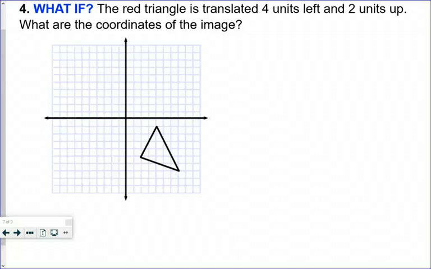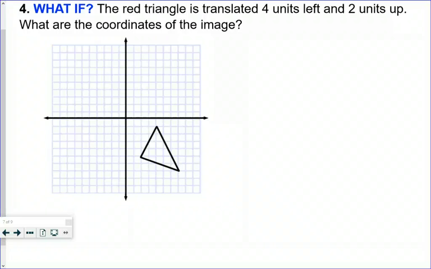All right, so this is a video recap of lesson 2.2 with translations, and the main one that we're going to cover is translating an object in a coordinate plane. The question that they give us is: the red triangle is translated 4 units to the left and 2 units up. What are the coordinates of the new image?